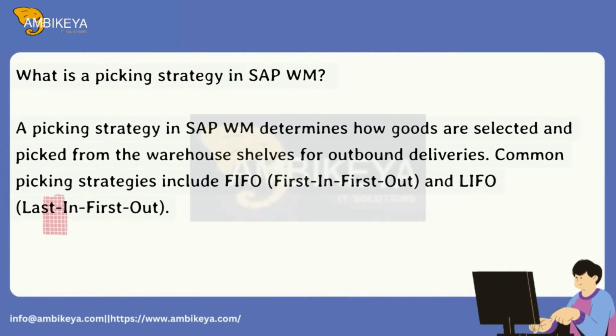What is a picking strategy in SAP WM? A picking strategy in SAP WM determines how goods are selected and picked from the warehouse shelves for outbound deliveries. Common picking strategies include FIFO, first in first out, and LIFO, last in first out.